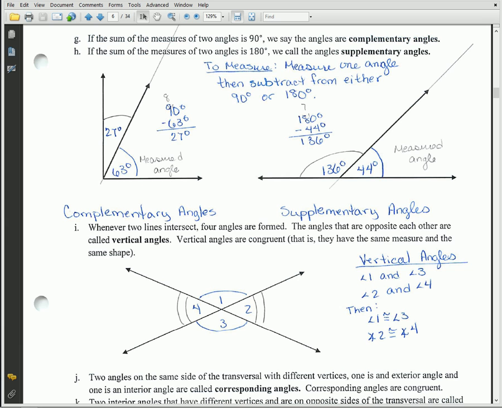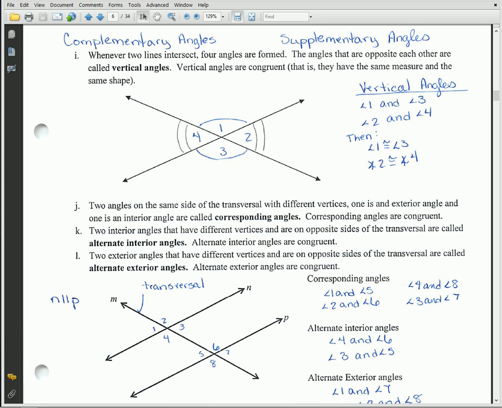I should also note that both of these definitions involve two angles. Not three angles, but two angles are complementary. So you can only add two angles up and get 90 degrees to get complementary, or two angles up and get 180 degrees to get supplementary, not three.